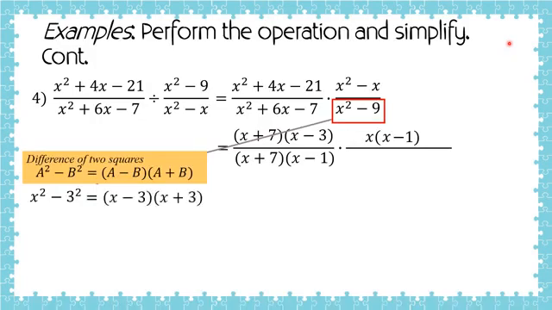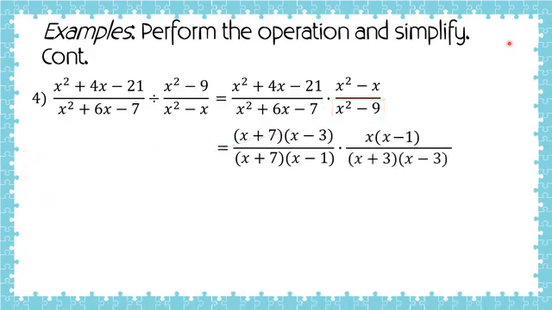So the factor now is x minus 3 times x plus 3. Okay? After factoring the polynomials, let's proceed with dividing common factors. The common factors are x plus 7 in the numerator and x plus 7 in the denominator. So x plus 7 divided by x plus 7 is equal to 1.